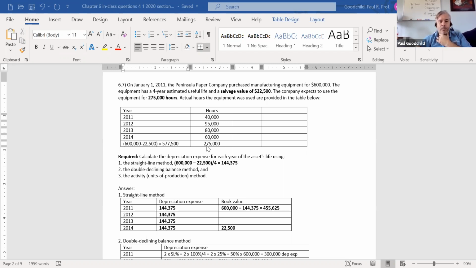All right. And now I'm going to take that 577,500 and divide it by 275,000 to get my cost per hour. And so we got 577,500 divided by 275,000, and that equals $2.10 per hour.